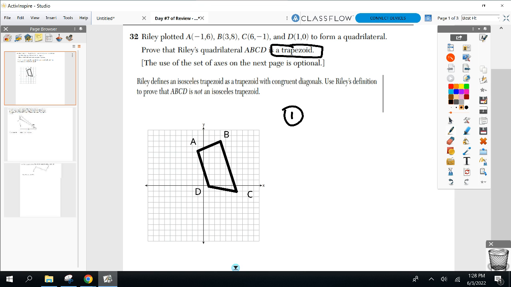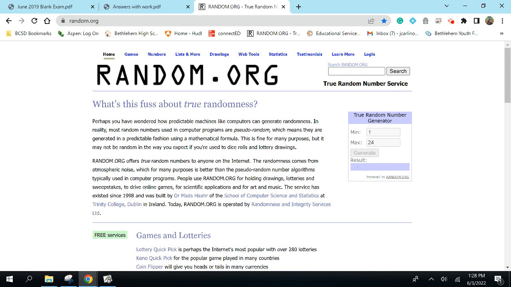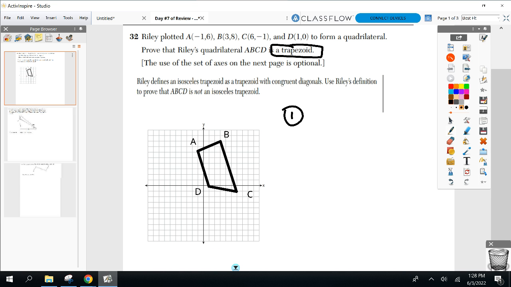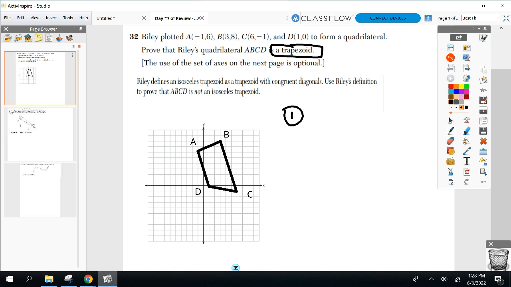Just by looking at your graph, my graph, what two sides do you think we're going to try to prove parallel to save ourselves some time? AD and BC. What formula am I going to need to show they're parallel? If I show two lines are parallel, what formula am I going to need? Slope formula. So slope of AD, slope of BC.